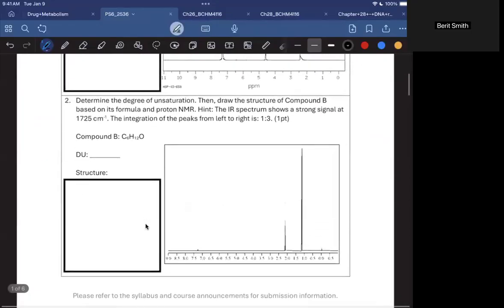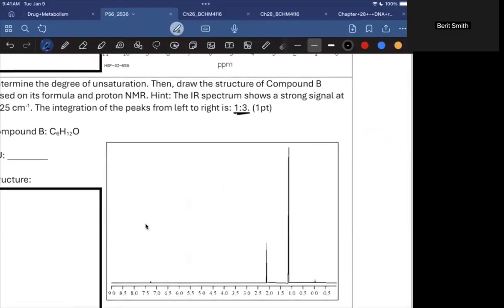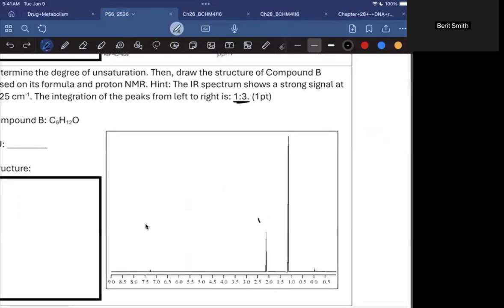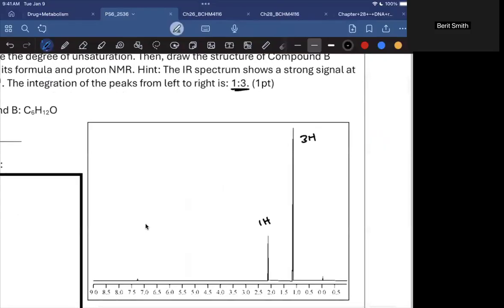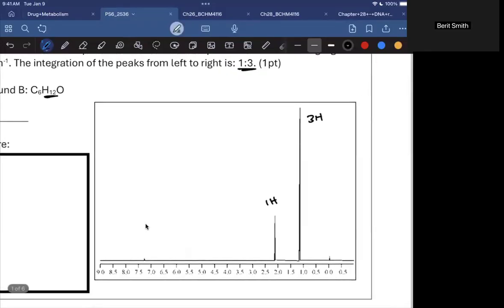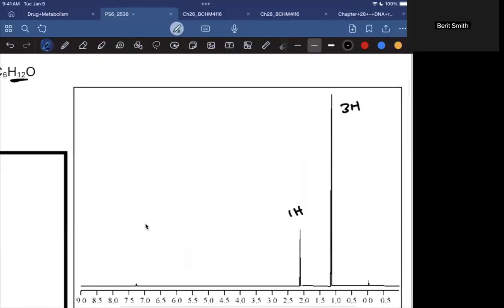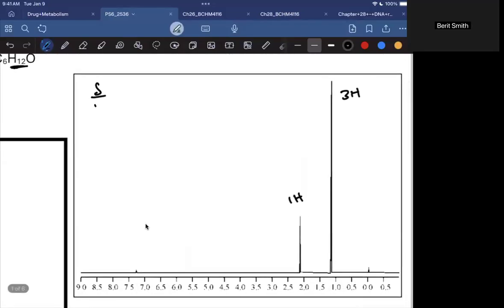And the next one's pretty much the same idea, except if you notice the integration of the peaks doesn't match up with the molecular formula because there's 4 hydrogens here, but there's 12 hydrogens in the formula. So that just means that this is a ratio. So all you have to do, I'm going to make my table again. Multiply by 3 because that will give you 9 hydrogens plus 3 hydrogens, which does equal 12.